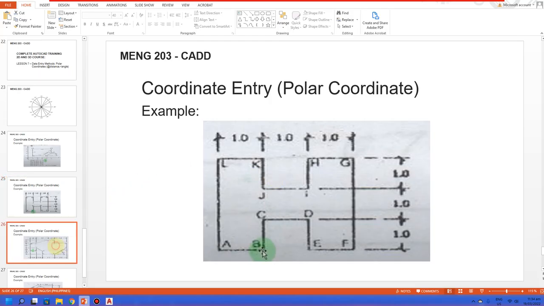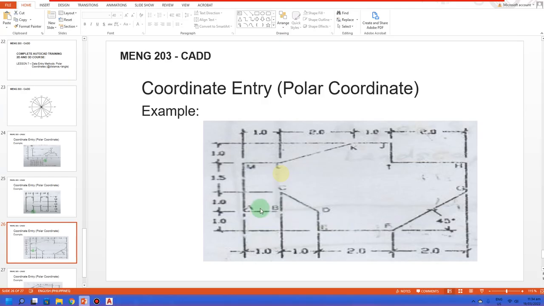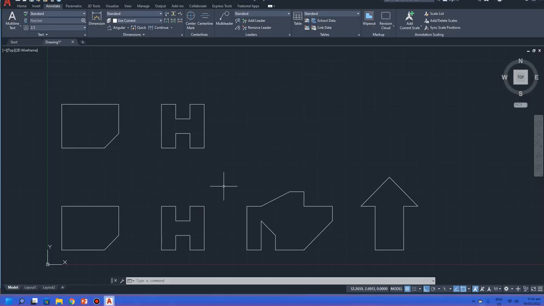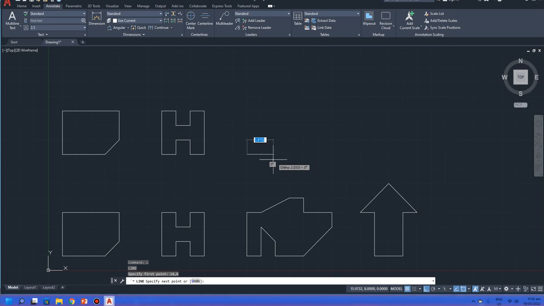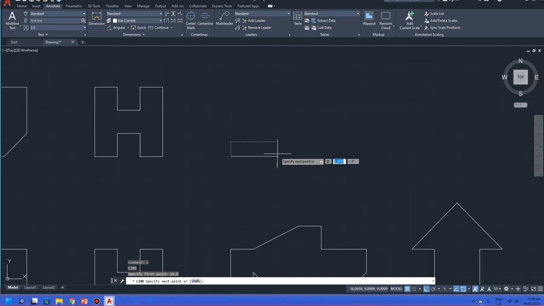Okay, let's try to do another example here. I want to insert my point here, 14 and 8. Okay, there's my first point, and one point to the right. Distance is 1, angle is 0.